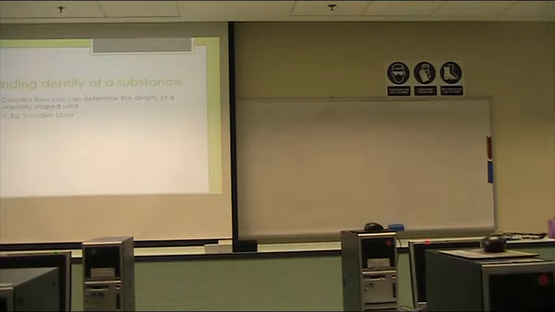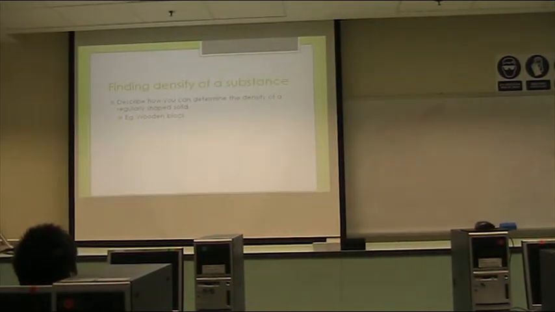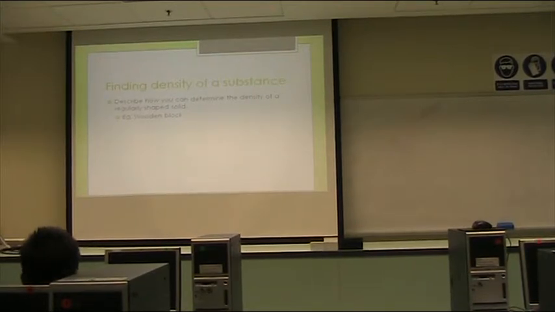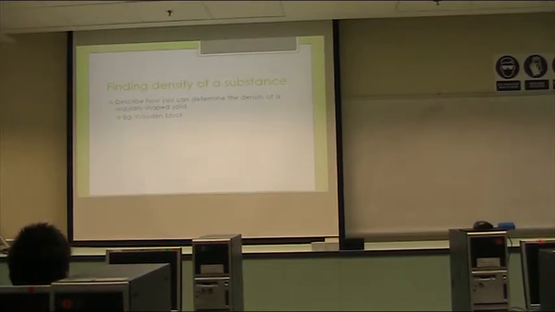Now, finding density of a substance. I have a question for you. Describe how you can determine the density of a regularly shaped solid, for example, a wooden block. Just now I mentioned the 3 steps, correct? First you find the mass, then you find the volume, and then you divide the mass over the volume to get the density.